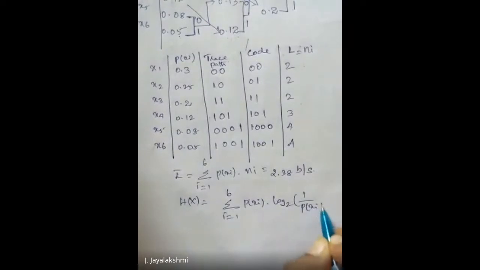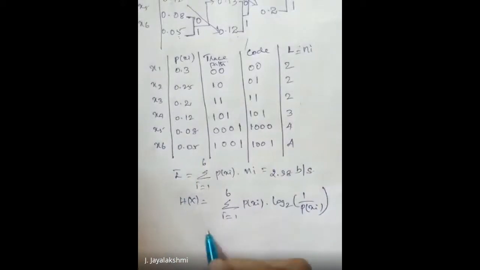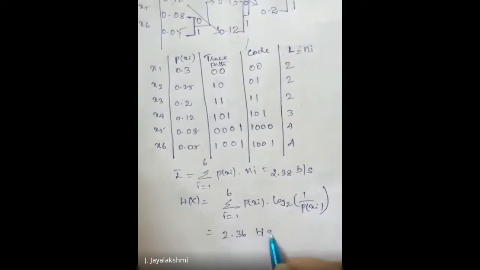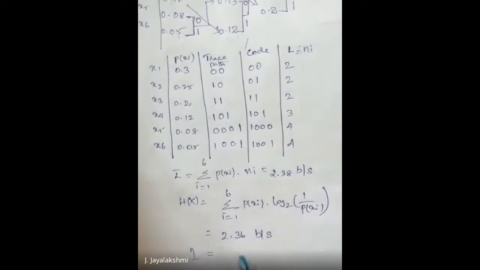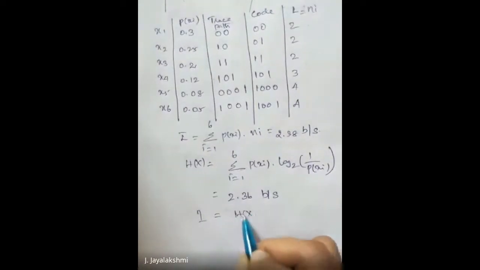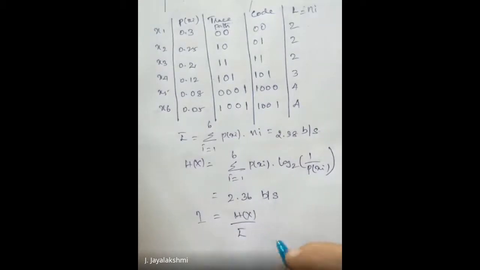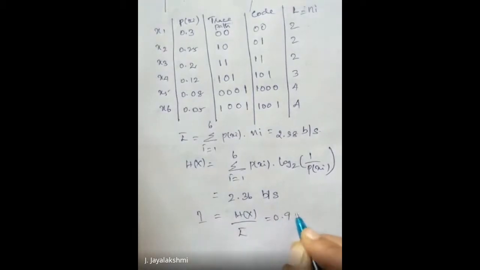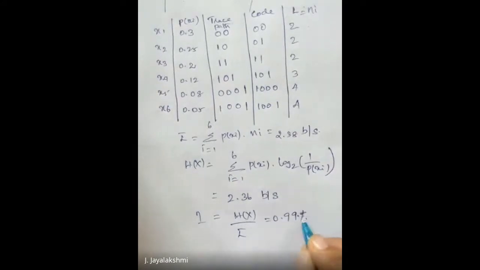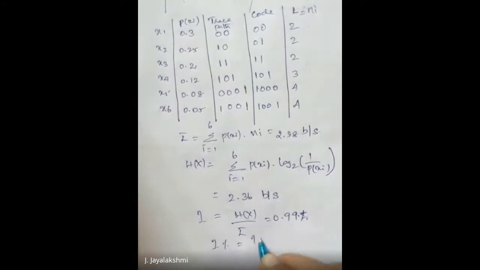2.38 bits per symbol. Then find the entropy. Entropy is summation i equal to 1 to 6, probability of xi log to the base 2 of 1 by probability of xi. So you know the probabilities. Substitute here, and this comes to 2.36 bits per symbol. As usual, find the efficiency. Efficiency is H(X) divided by L bar. Sorry, 0.99. In percentage, it is 99%.